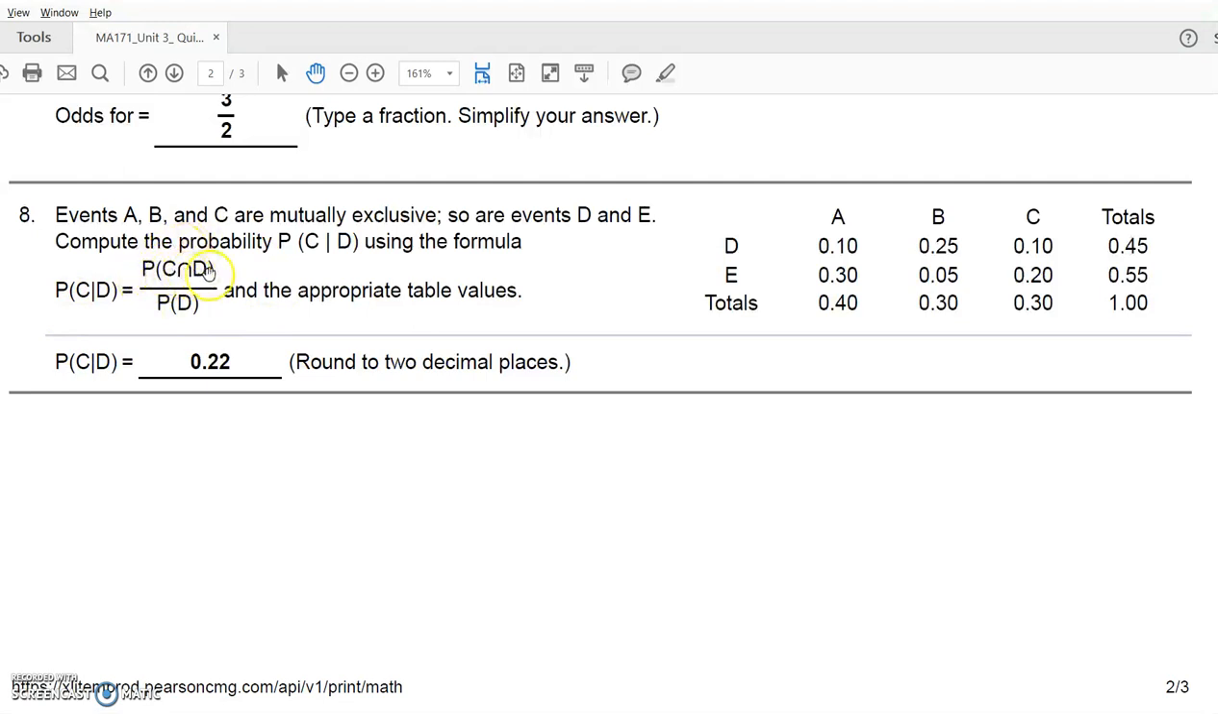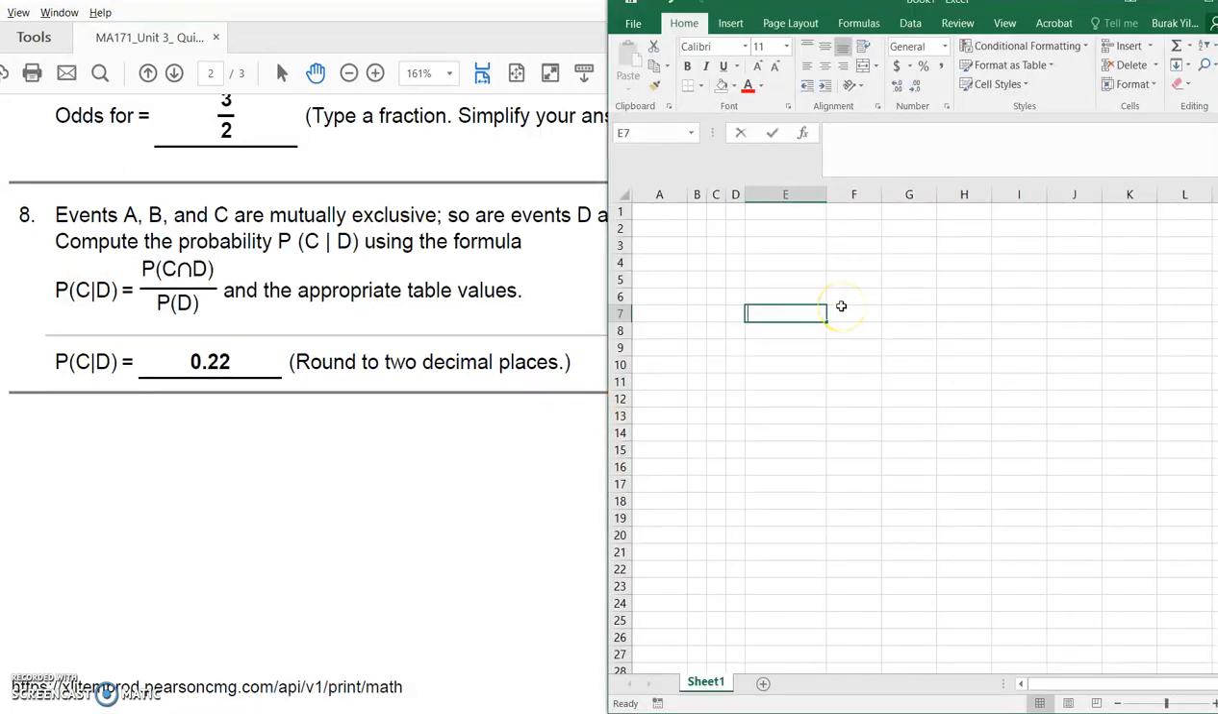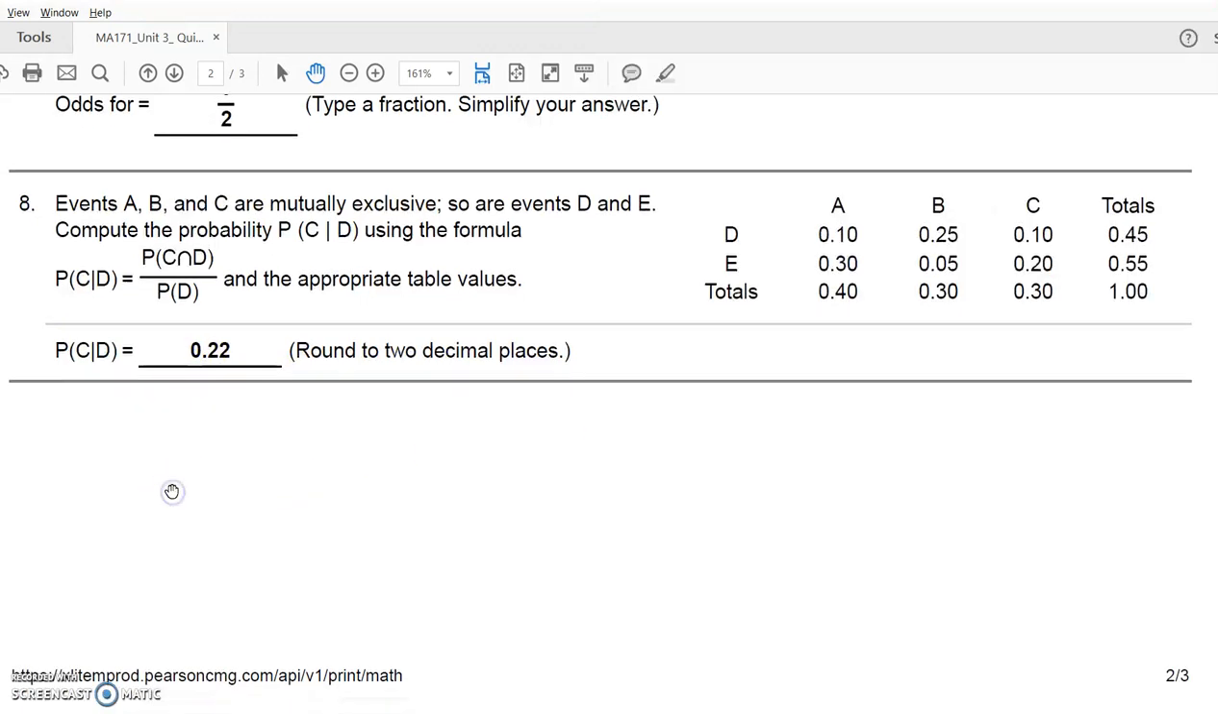Probability C intersect D. So C and D intersect right here, 0.10. So 0.10 goes up here. And then probability D, so let's follow D across and find the total, which is 0.45. So it's 0.10 divided by 0.45, which is 0.22. That's number 8.